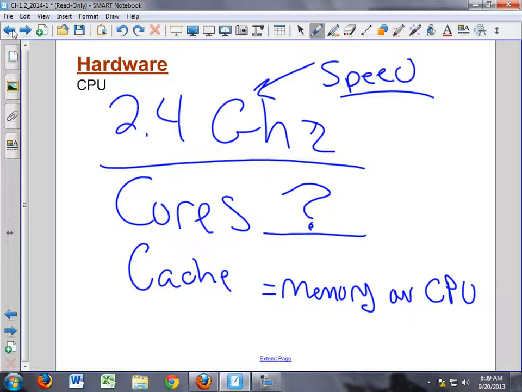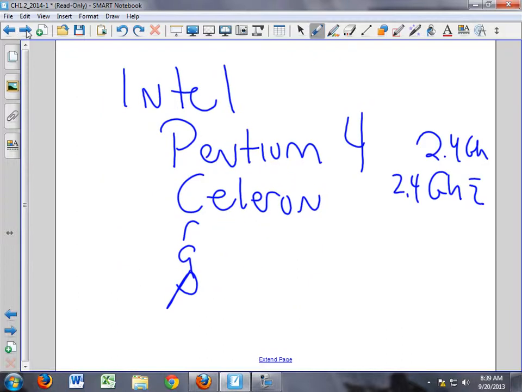Okay, so that's the CPU. It's where the processing takes place. We're going to talk a lot more about that. The second project you will do will be to sell us CPUs that go with the motherboards you sold us on the first project. So we work our way through this. That's the CPU, the brains of the computer.